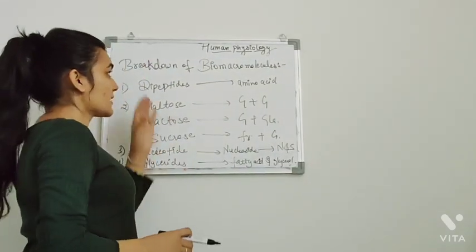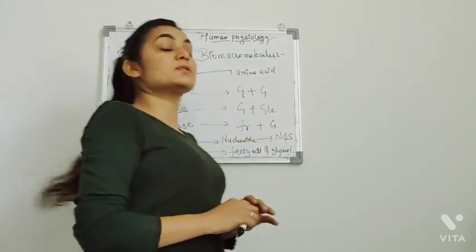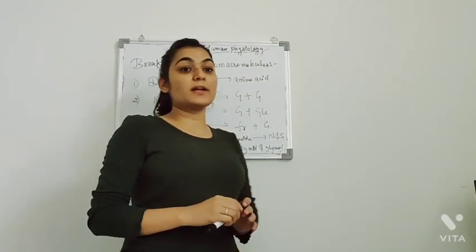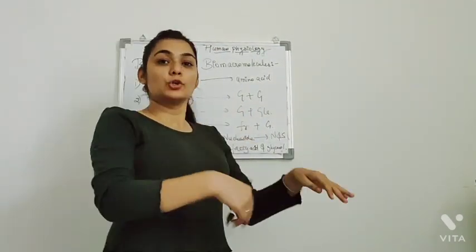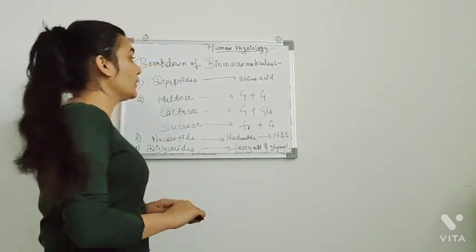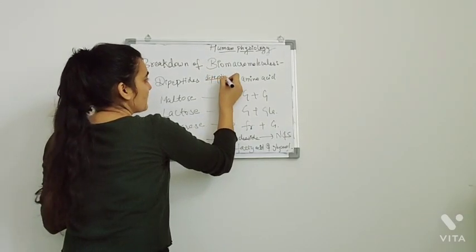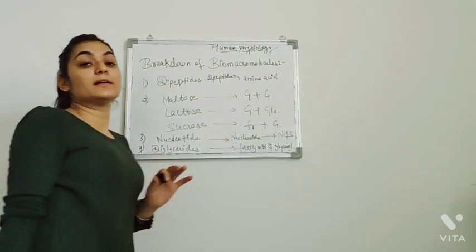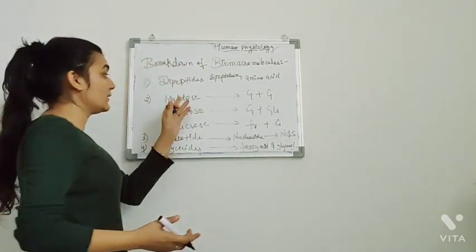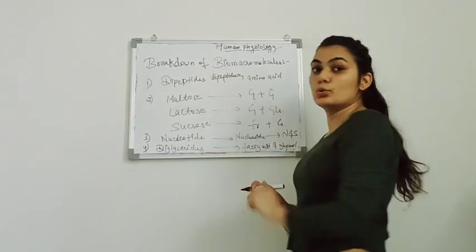Now we are discussing the breakdown of biomolecules, so that in the small intestine they are digested and further broken down into smaller forms. Dipeptides break down into amino acids with the help of the dipeptidase enzyme. After that, the starch, or we can say carbohydrate, comes more as maltose, lactose and sucrose.